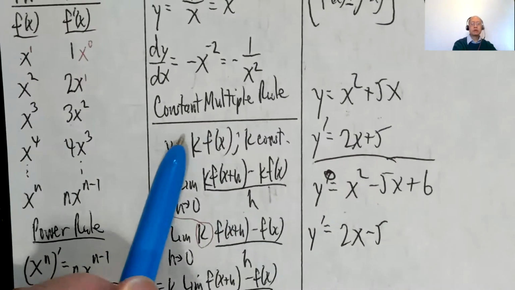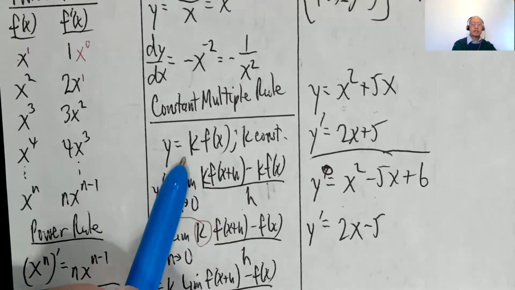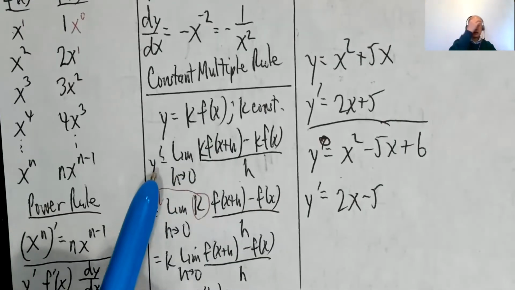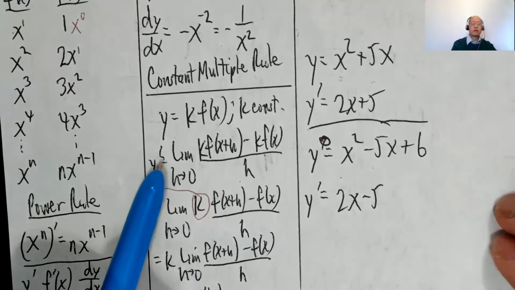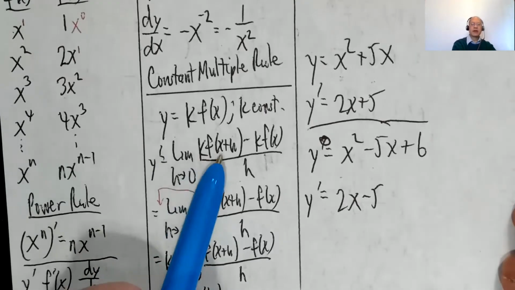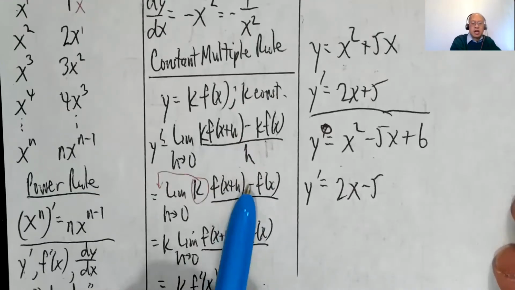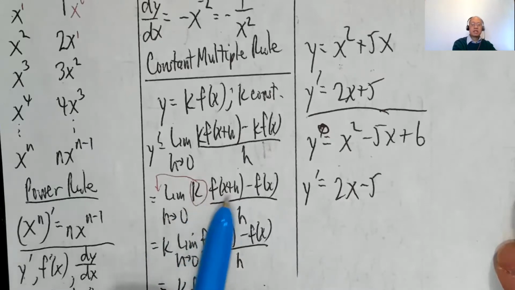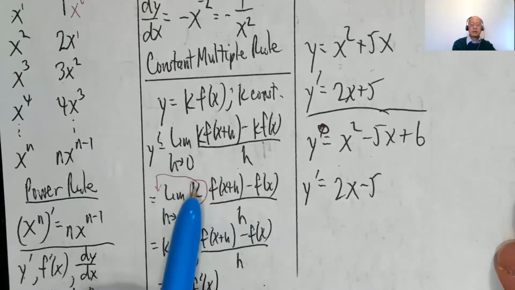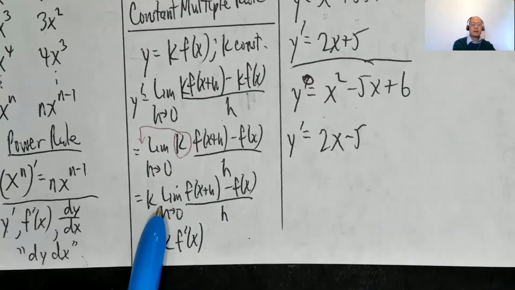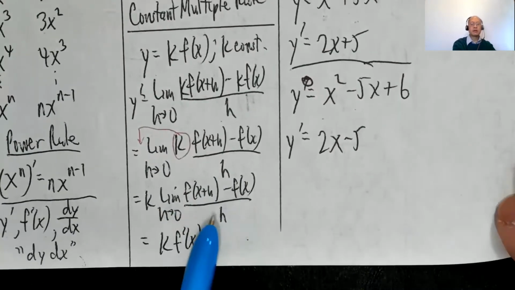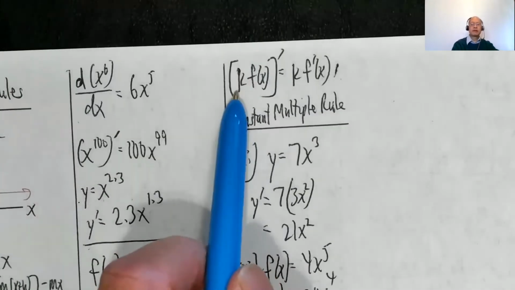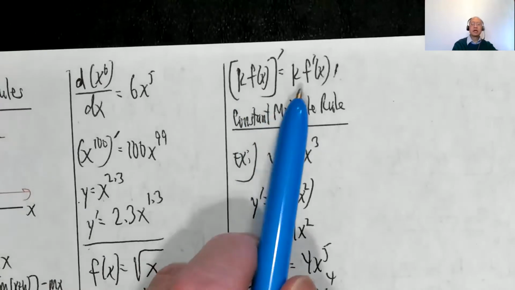And we have the constant multiple rule. If you have a constant times a function, the derivative is the constant times the derivative of the function. Here's the proof using the limit definition. y prime is the limit as h approaches 0 of k f of x plus h minus k f of x all over h. Factor out the k. The limit as h approaches 0 of k times f of x plus h minus f of x all over h. A property of limits says the k can come in front. So k times the limit as h approaches 0 of f of x plus h minus f of x all over h, or k f prime of x.